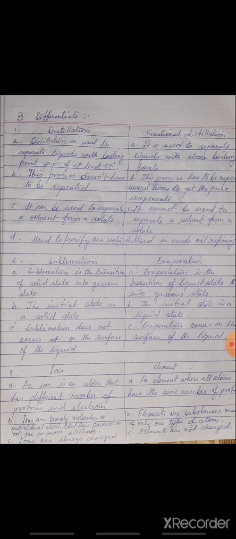Now ions and element. An ion is an atom that has a different number of protons and electrons. An element is one where all atoms have the same number of protons. Ions are simply molecules or individual atoms that have gained or lost one or more electrons, but elements are substances made up of only one type of atom. Ions are always charged, elements are not charged.